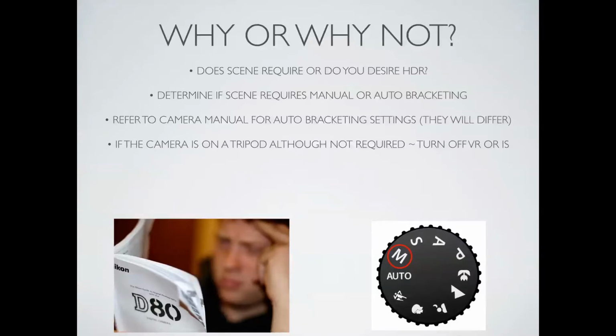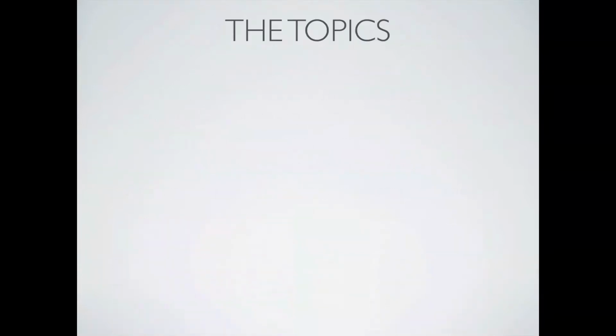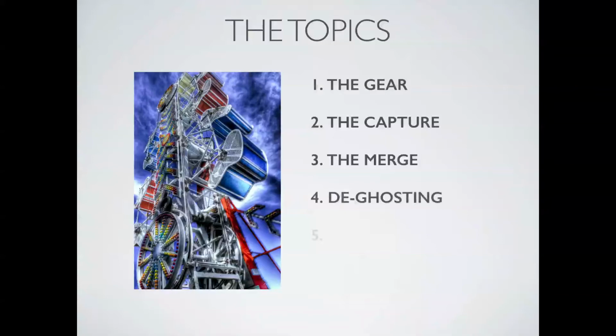If the camera is on a tripod, although it's not required, turn off the VR or IS, the vibration reduction or the image stabilization. Turn them off. Set manual focus and set white balance. Ensure the ISO is as low as possible to reduce the introduction of noise. All very important aspects.